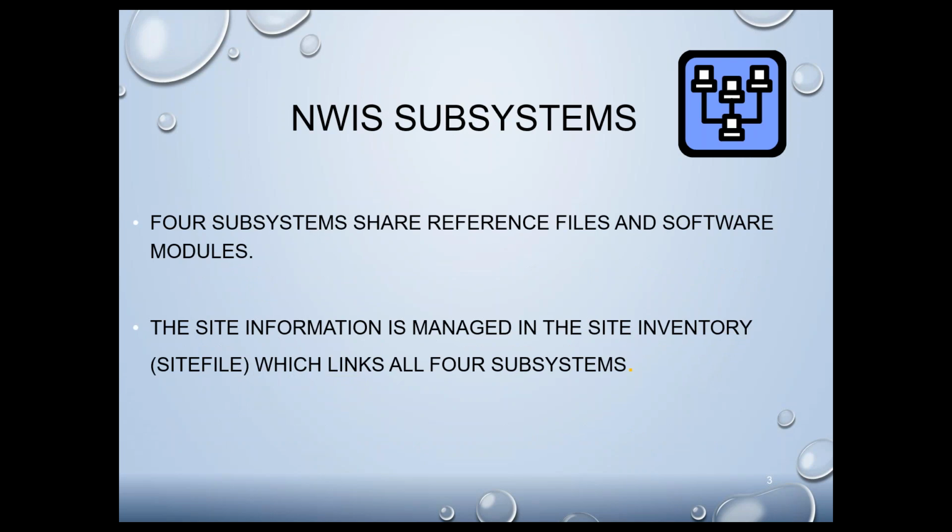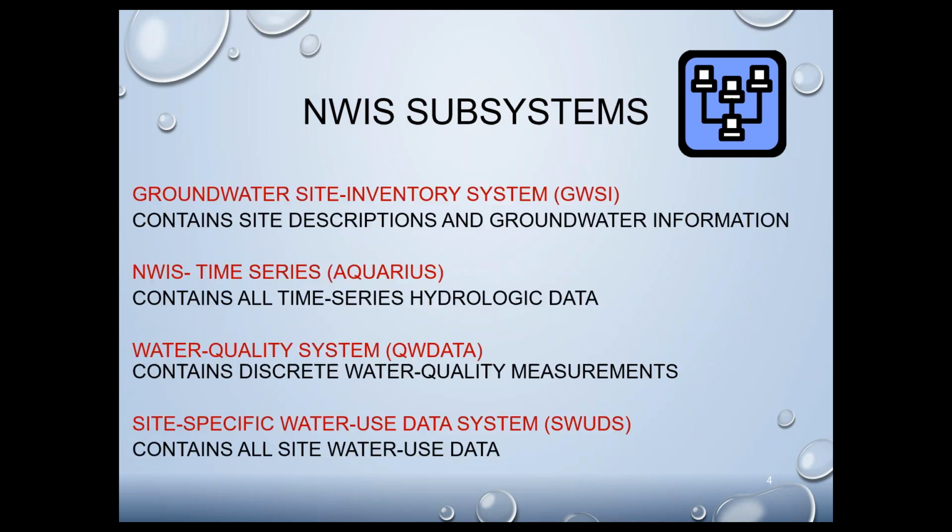But our NWIS system is divided into subsystems. We have 4 subsystems that share common reference files or reference lists, and also share a site file. All of our data are based on site location that sits in this database. And it's managed in the site inventory, or the site file, which links all 4 of those subsystems. And I'll show you what that looks like.